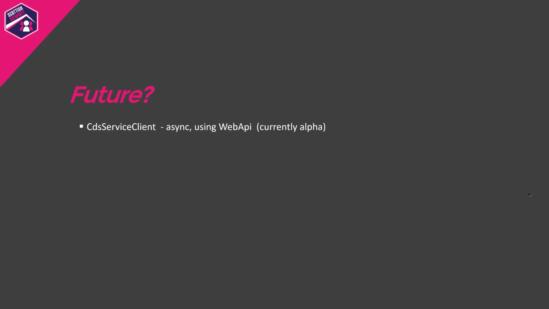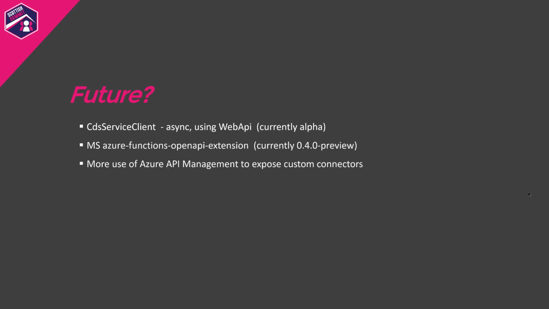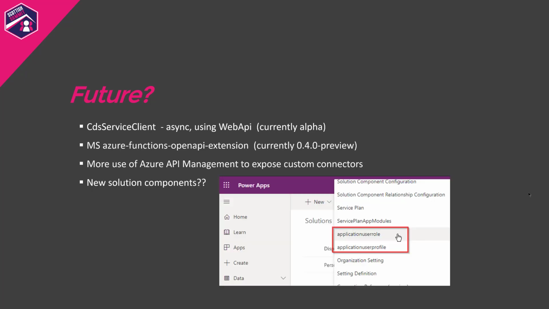So what does the future look like? Well, it's probably CDS Service Client, async Web API, or it may be using one of the Azure Functions OpenAPI extensions, or it may be just a more OData-friendly way of working. It looks like there's going to be more use of Azure API Management to expose custom connectors. And there are some intriguing solution components that are not documented anywhere at the moment: application user role, application user profile.